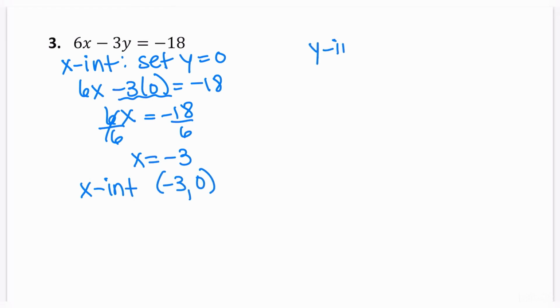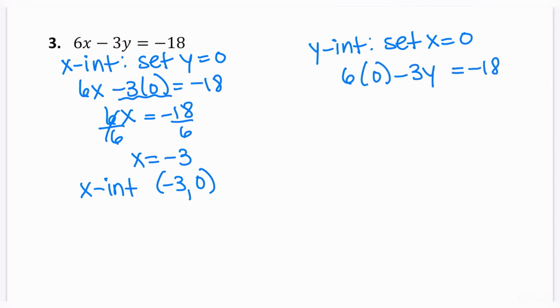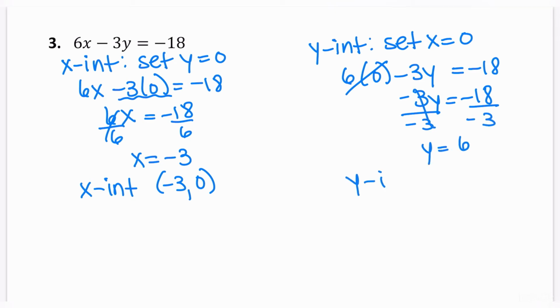So the x-intercept is the point negative 3, 0. To find the y-intercept, we're going to set x equal to 0. So 6 times 0 minus 3y is equal to negative 18. This stuff just becomes 0. So negative 3y equals negative 18. Divide both sides by negative 3. y is equal to positive 6. So the y-intercept is the point 0, 6. Pretty easy.